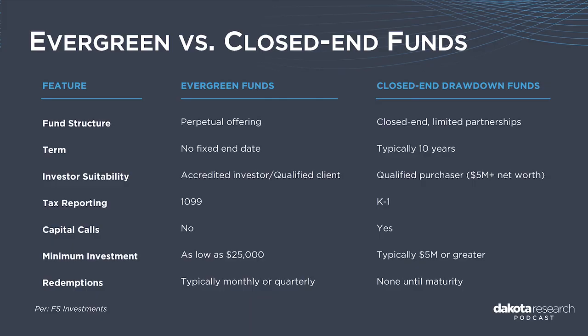Term, you mentioned there's no fixed end date, which is great, versus a closed-end fund where you have a 10-year life. And then you have the investor suitability too. Closed-end funds typically require $5 million in net worth, qualified purchasers, whereas evergreen funds are suitable for accredited investors and qualified clients, so a different asset level to be able to invest.